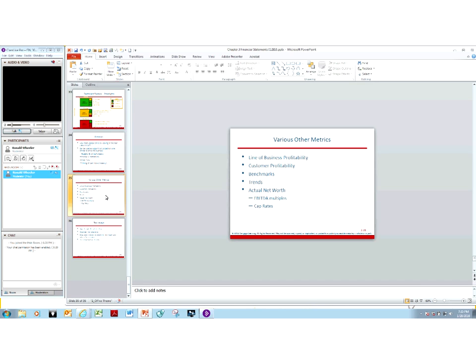Various other metrics are often forward-looking as well, but also somewhat in the rearview mirror. Line of business profitability: you need to be looking at each of the lines of business, making sure they're holding their own, that each of them is generating profit as well as positive cash flow from their operations. You want to be looking at customer profitability. So each customer on a standalone basis, are they contributing to the health of the company?